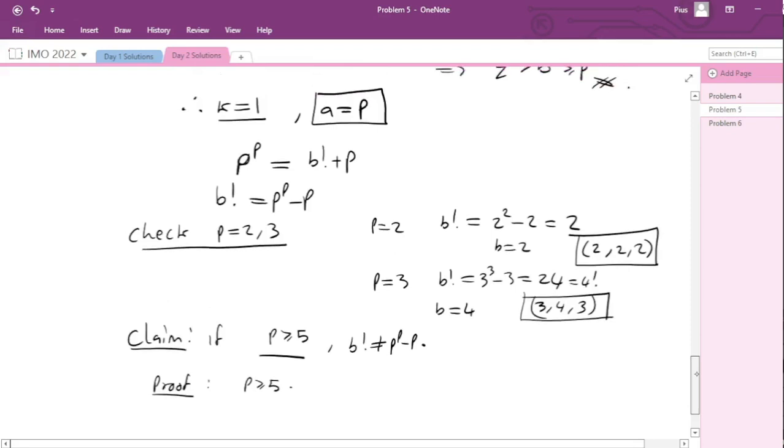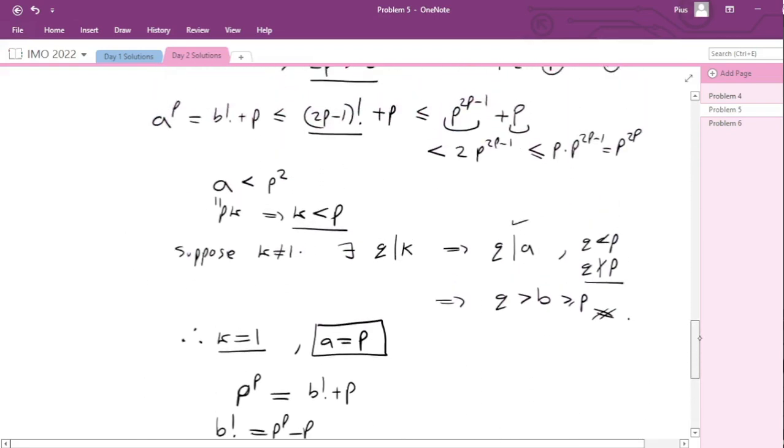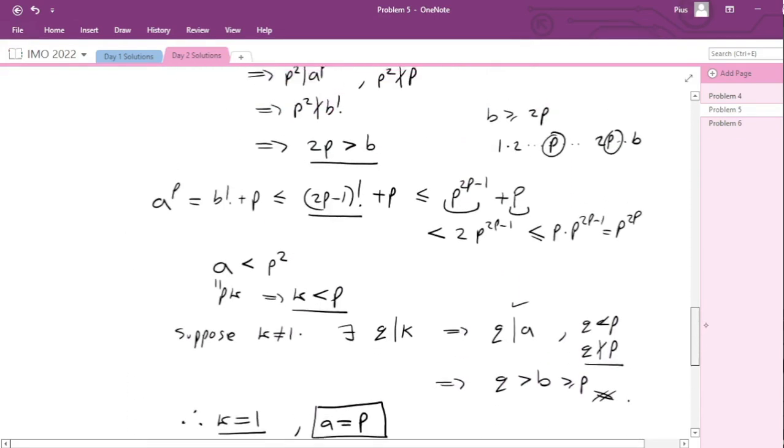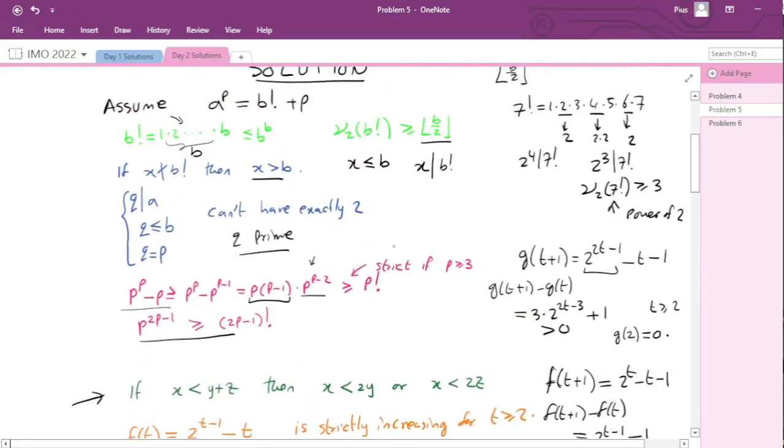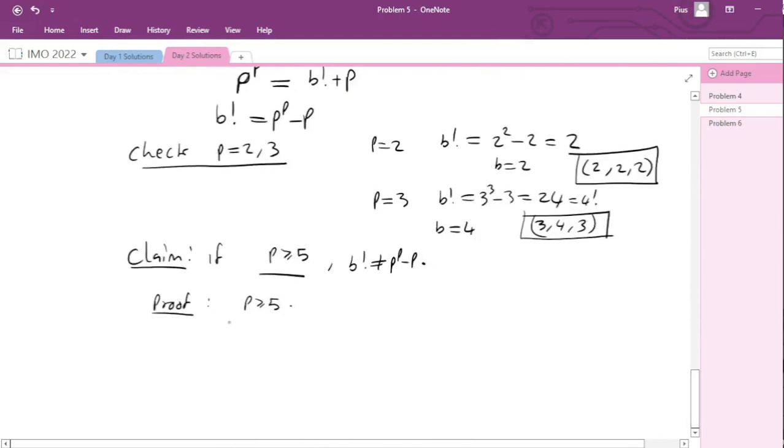So since p is greater than or equal to 5, it means that in particular, the bound we used up here, we can make it strict from what we calculated before. So once p is greater than or equal to 3, we can make that bound strict. So this gives us a way of getting just a bit better bound than we had before. So we have that b factorial is p raised to power p minus p, which is strictly greater than p factorial. So b is strictly greater than p. So we've eliminated that b cannot be p itself.